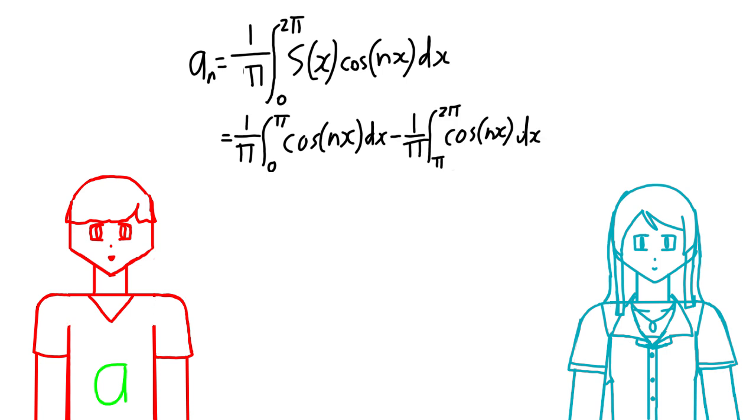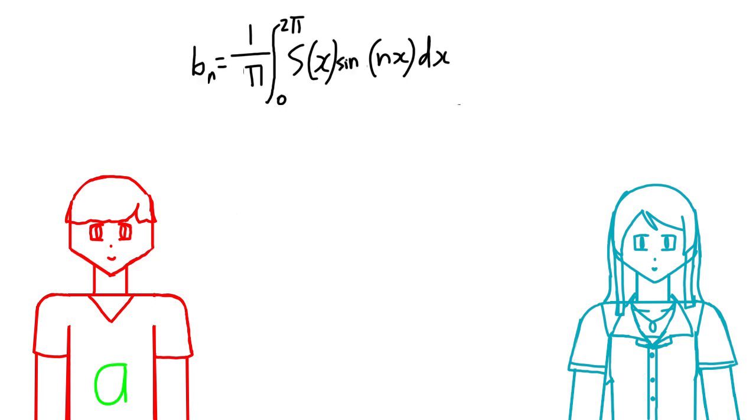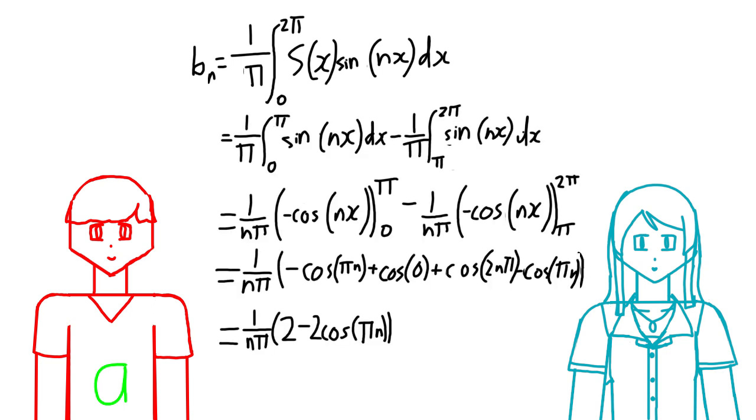So we put that in. Now, since the integral of cos is sine, we get this. However, sine of pi times any integer is 0, so this whole thing is 0. However, if you do the same thing with sine, you actually get something.